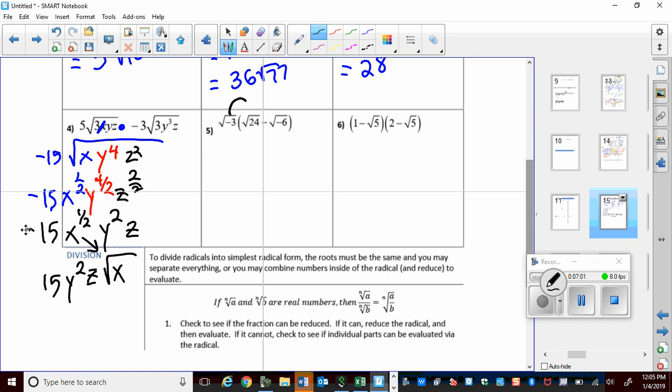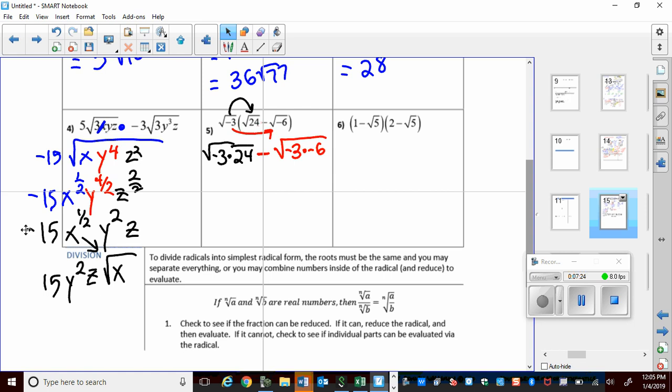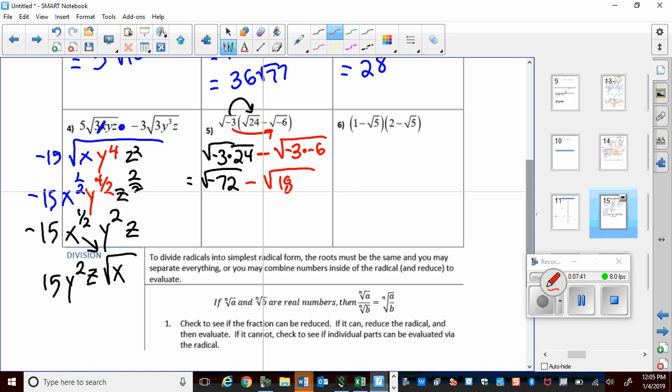So we're multiplying this times that. So that means I have the square root of negative 3 times 24 minus the square root of negative 3 times negative 6. Okay, simplifying, I get the square root of negative 3 times 24 equals the square root of negative 72. Minus the square root of negative 3 times negative 6 is 18.